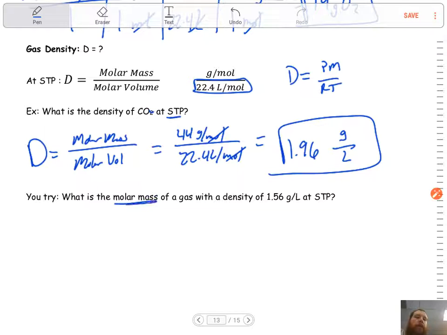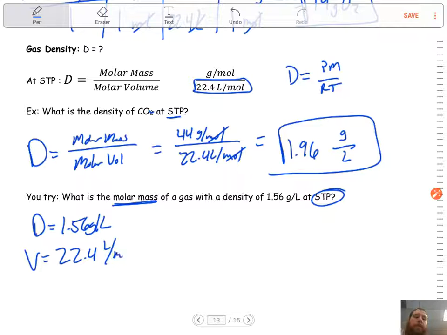All right, now we're looking for molar mass. Okay, we are given density of 1.56 grams per liter. I'm at STP, so that means my volume is going to be 22.4 liters per mole. And I'm looking for mass. Now, one thing I've noticed as I've been walking around, guys, is that people are having issues with fractions. Okay, you've got to practice this. If you're struggling, call me over. We can talk about it together.